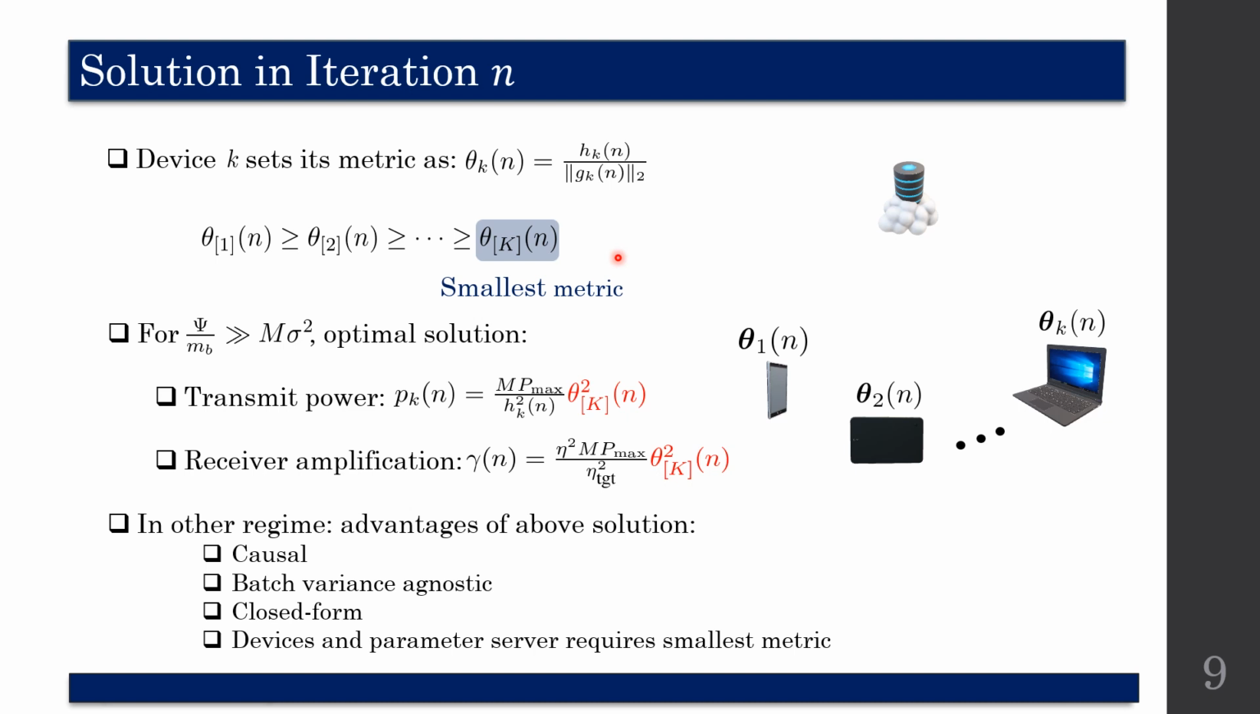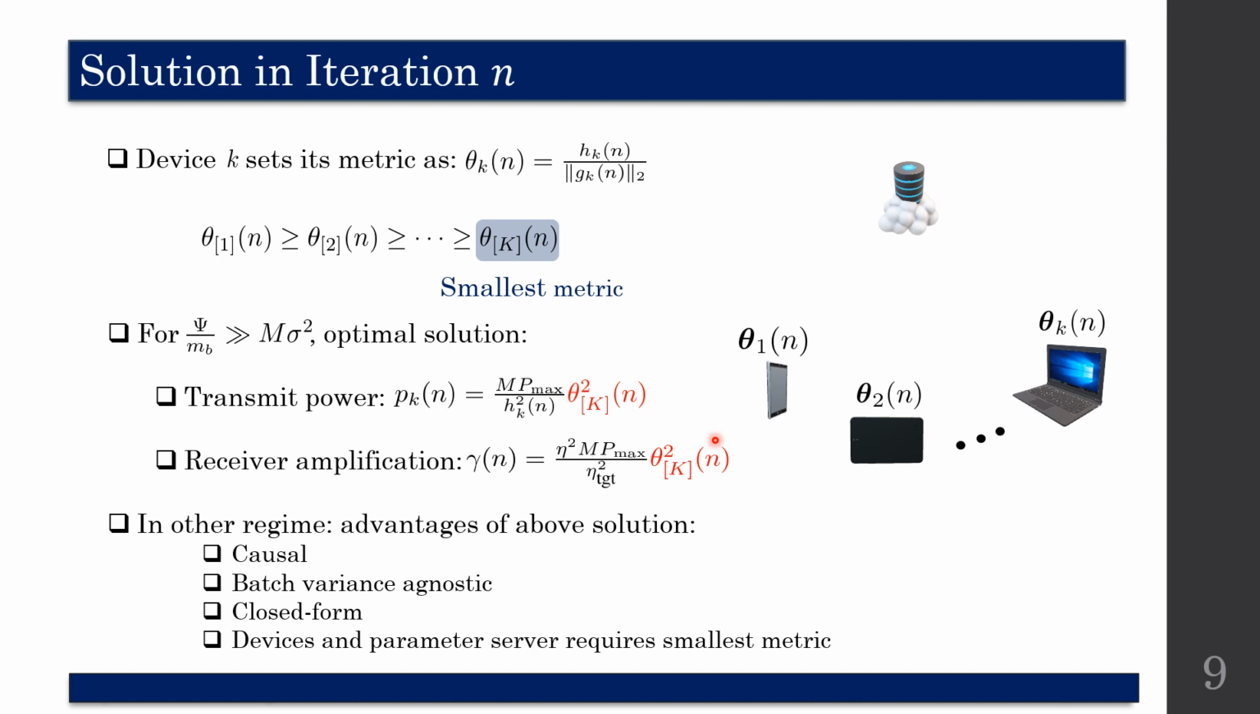Having said that, now for a regime where this batch variance is much greater than the noise variance, the optimal solution is as follows. The transmit power depends on the dimension of the local gradient, the peak power, and it is inversely proportional to the square of the channel amplitude, and additionally it is proportional to the square of the smallest metric. The receiver amplification factor depends on the learning rate, the target learning rate, the dimension of the device, the peak power, and on the smallest metric.